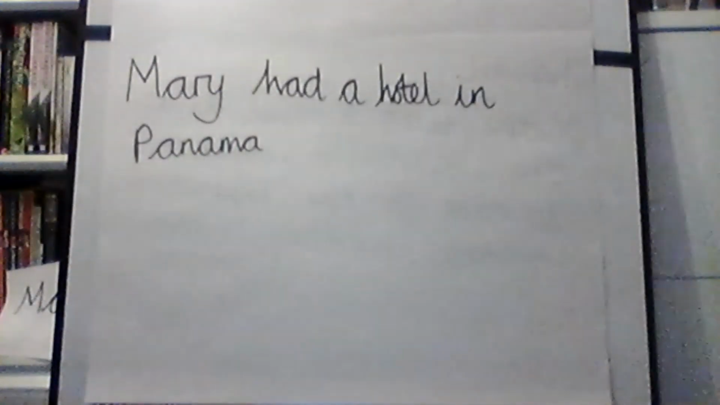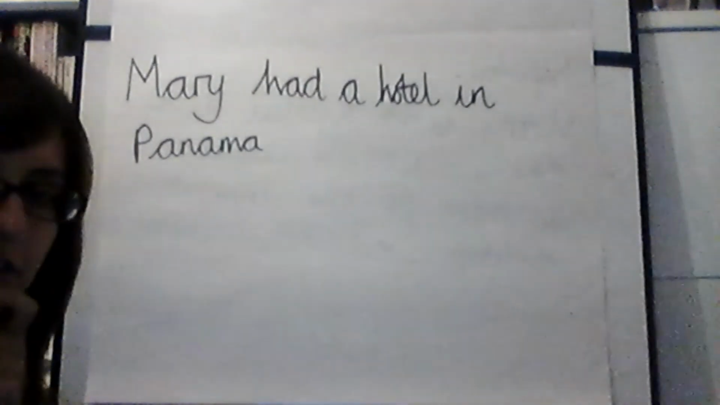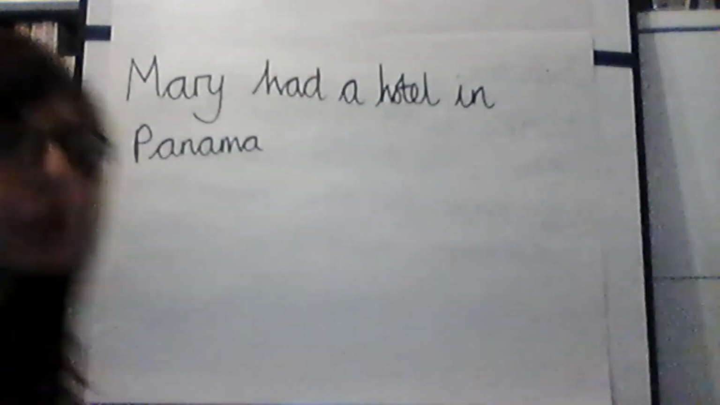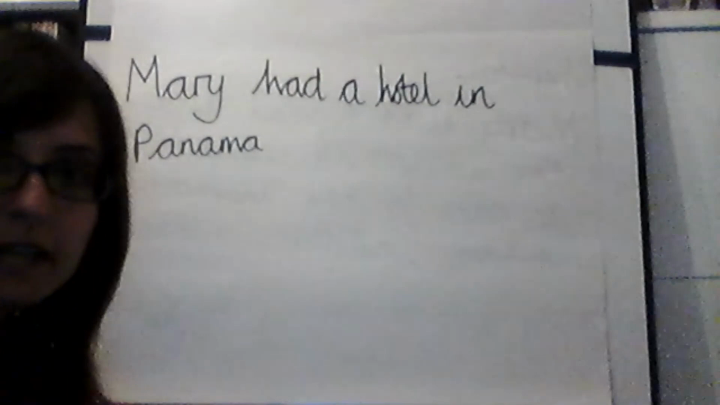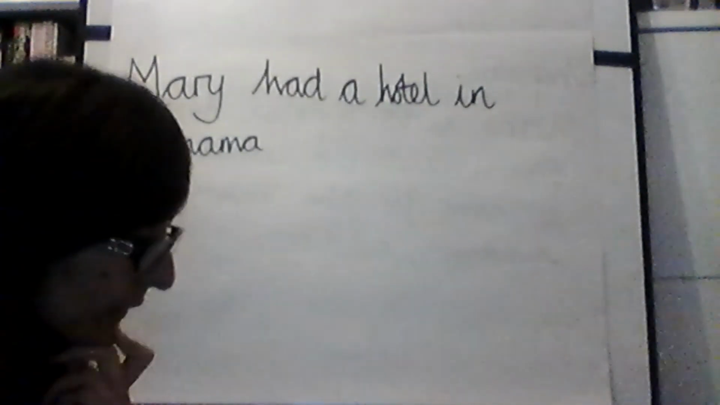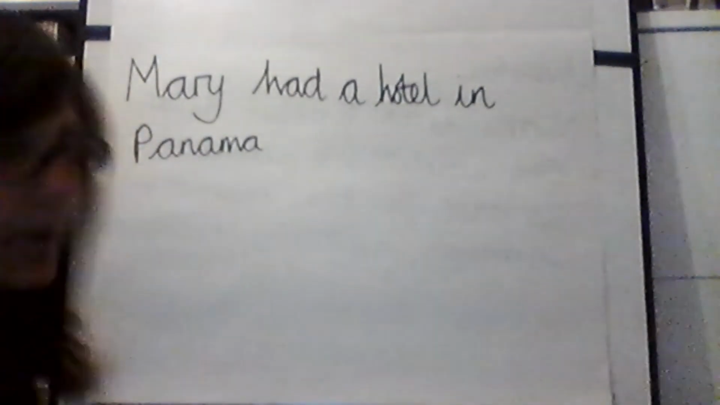I've chosen the sentence starter, Mary had a hotel in Panama. Which conjunction could I use? I'm going to choose but. What did Mary do with the hotel in Panama? She gave it to her brother. Why did she give it to her brother? She didn't like living in Panama.